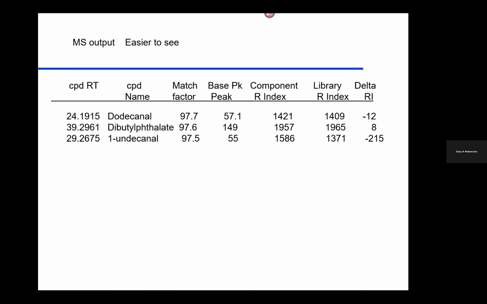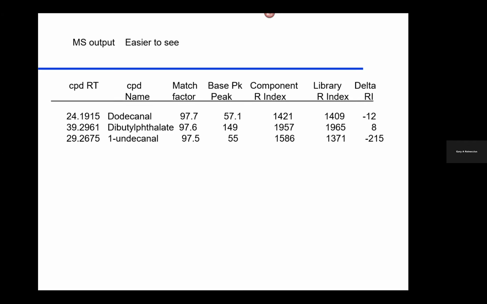This is exactly that previous table, but something that's a little easier for reading or understanding. In this particular sample, I selected only 3 compounds. One, at least, has a retention time, an elution out of the instrument, of 24.1915 minutes. The machine takes a look at all the fragments and says, hey, those fragments fit dodecanal. So it tells you that compound, that peak, is dodecanal.